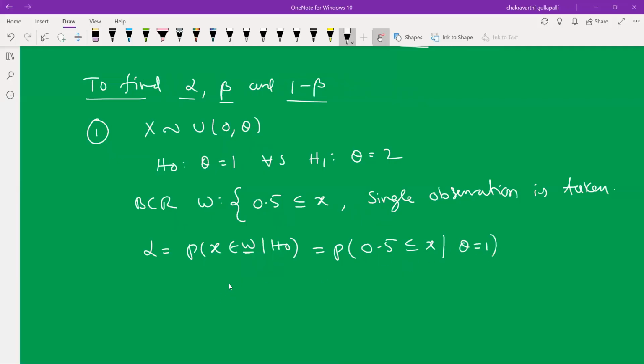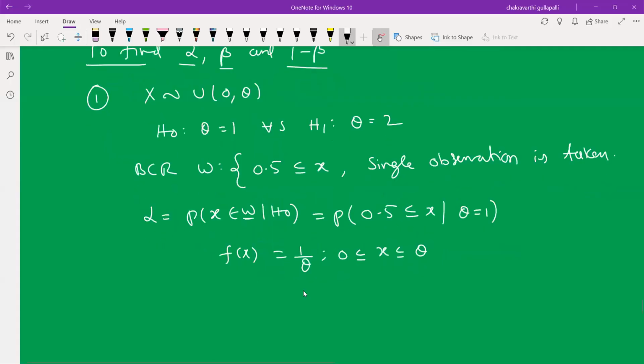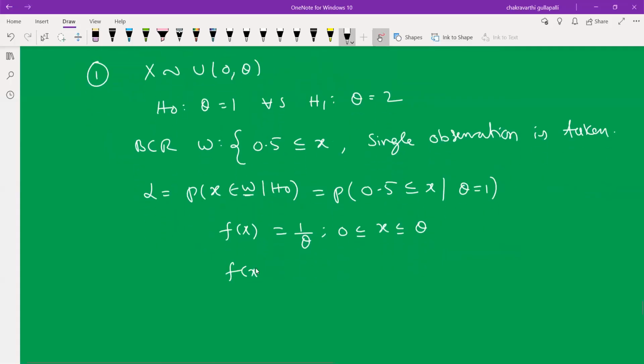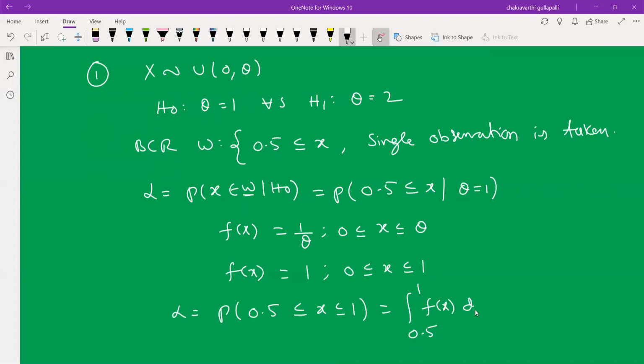But in this case, first prepare the probability function. f of x is equal to 1 by theta, 0 less than or equal to x less than or equal to theta. Now substitute theta: the PDF is f of x equal to 1, 0 less than or equal to x less than or equal to 1. Our requirement is 0.5 less than or equal to x; the lower value is 0.5, the upper value is 1. The integral from 0.5 to 1 of f of x dx.